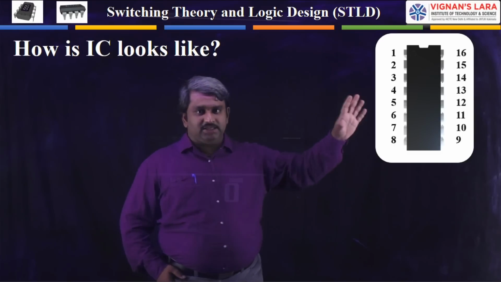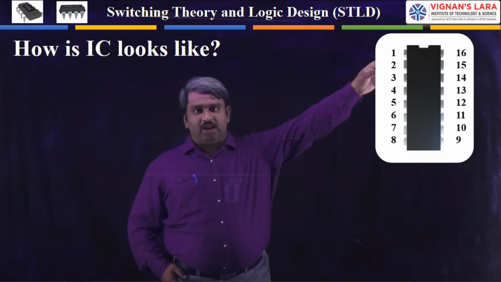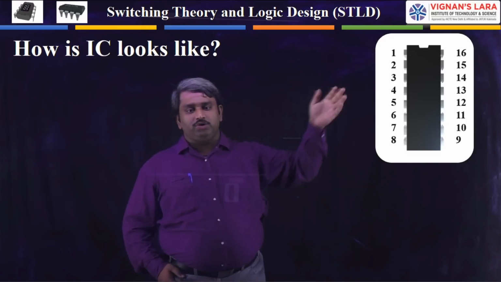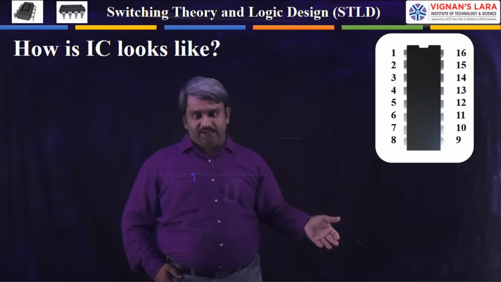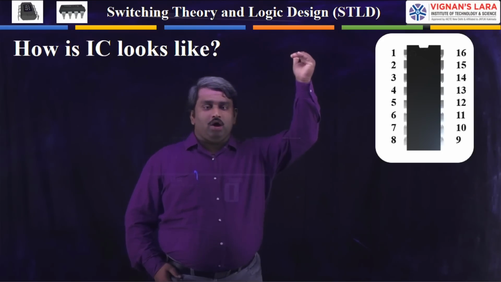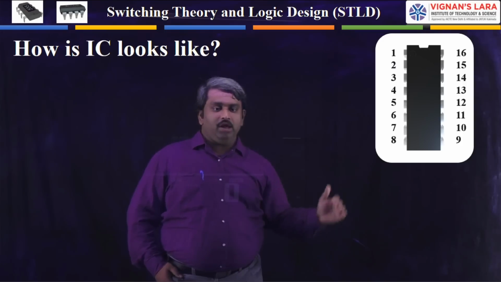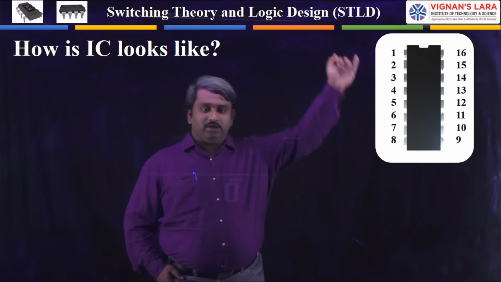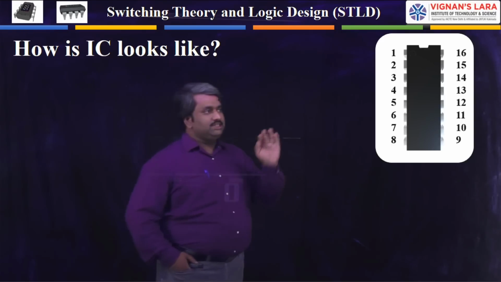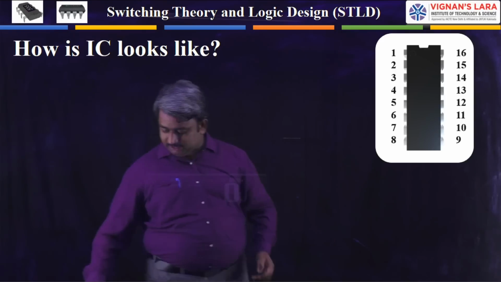For this IC, the notch is available. From the notch, on the left side you check 1, 2, 3, 4, 5, 6, 7, 8 in ascending order, and on the opposite right side you have the descending order. So this is the IC representation.